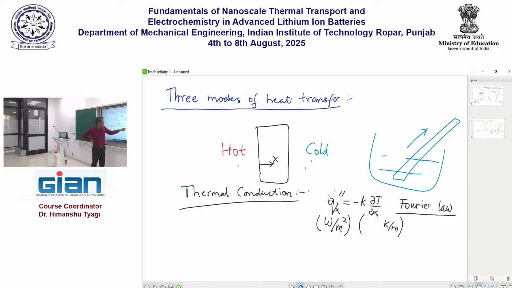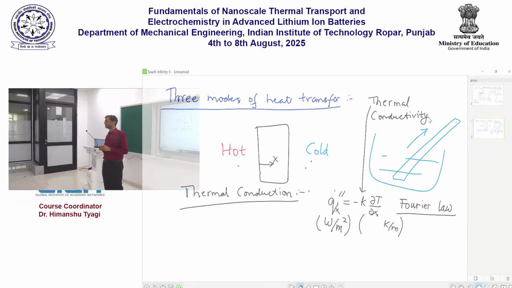And K is the constant of proportionality, which is often called the thermal conductivity. It is a characteristic of the material of the body. Different materials have different values of the thermal conductivity. A steel spoon typically has a high thermal conductivity. A wooden spoon typically does not have high thermal conductivity. That is the reason why the wooden spoon does not get very hot. The steel spoon does get quite a lot hotter. Okay?